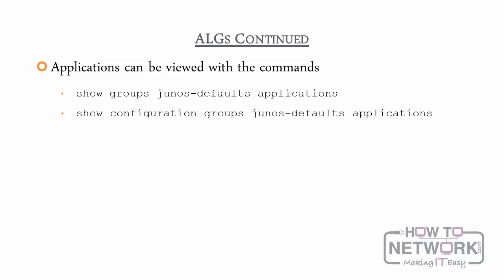You can use IP version 4 or IP version 6 addresses or a DNS name. Applications can also be defined if needed. Many are already built in and can be viewed with the command show groups junos-defaults applications, or the show configuration groups junos-default applications. Built-in applications can be altered or new ones can be created.